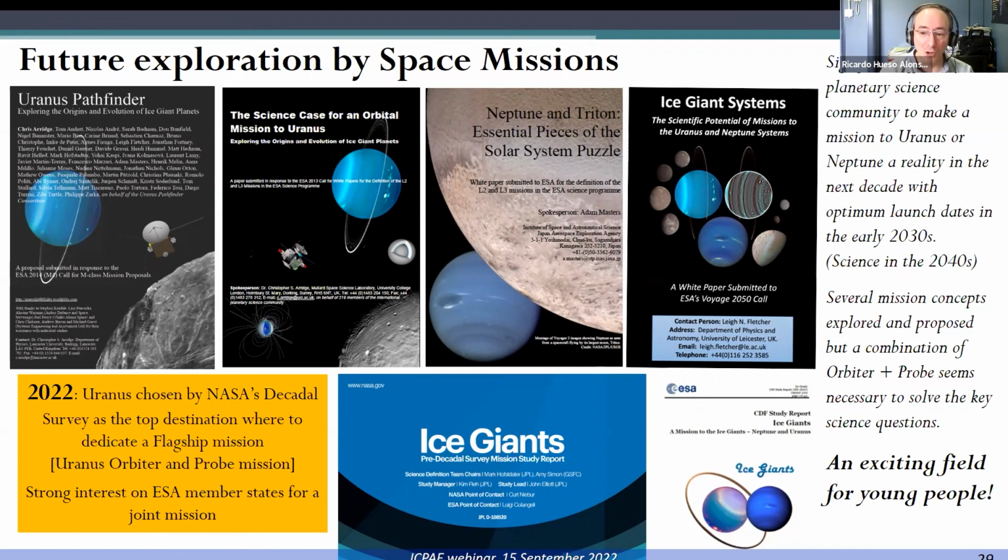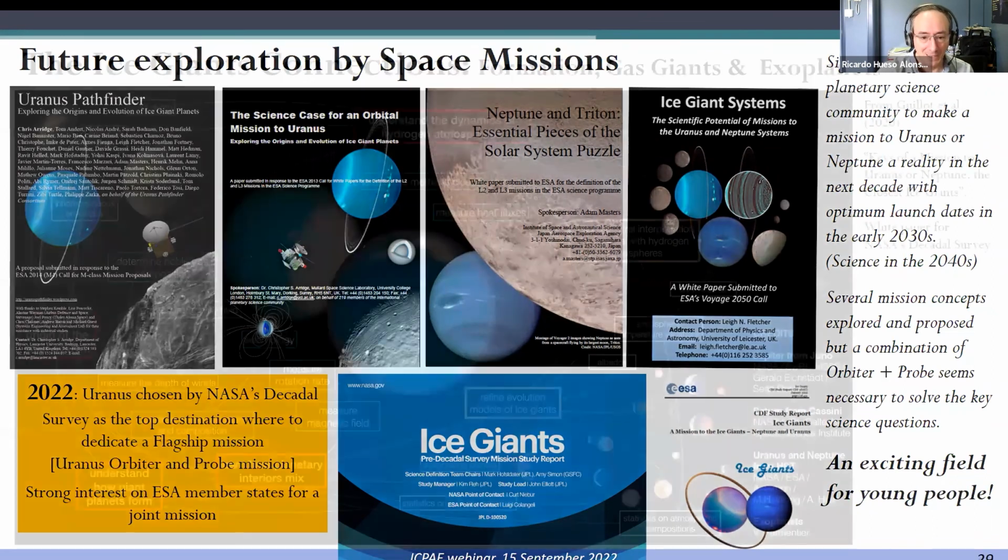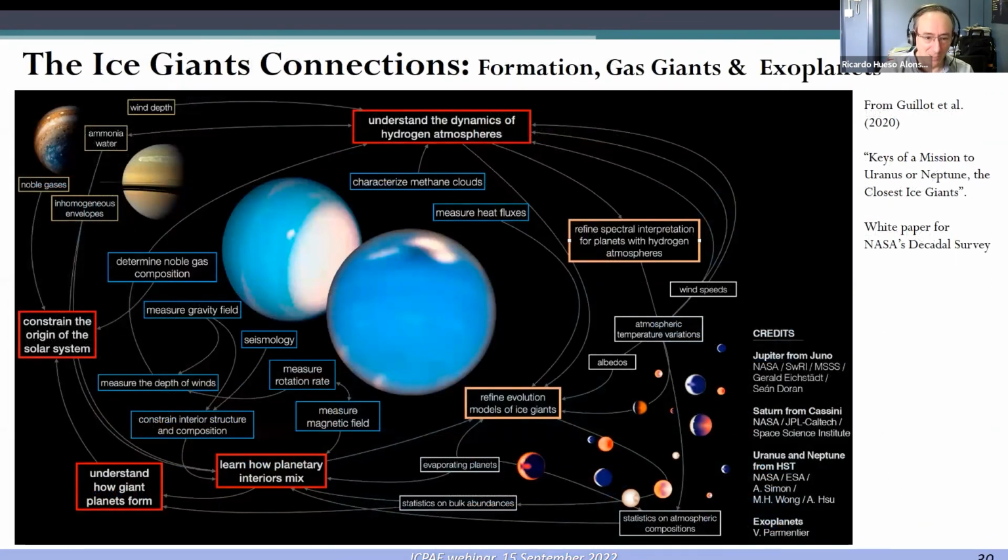If we lose the launch opportunity in the early 2030s, we will not be able to arrive at Uranus and Neptune until 2050. So only young people today will be able to do the science that those missions promise. And that science is very important.